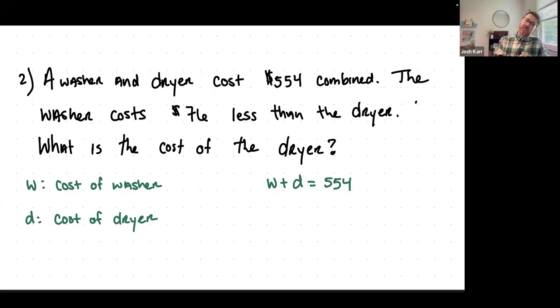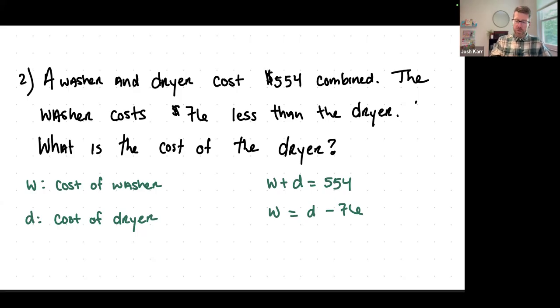And then it goes on to say that the washer costs $76 less than the dryer. So the washer is equal to 76 less than the dryer. We gotta make sure we get this in the right order, right? Do we want to do 76 minus D or D minus 76? Think about that for a second. It seems like the dryer is more expensive, right? So it'd be dryer minus $76.